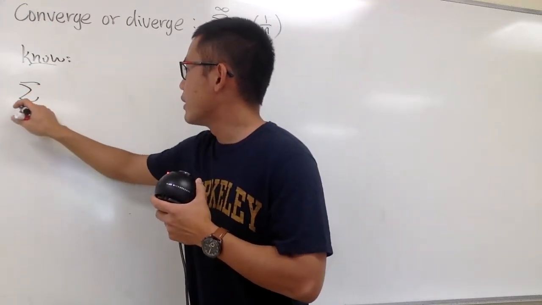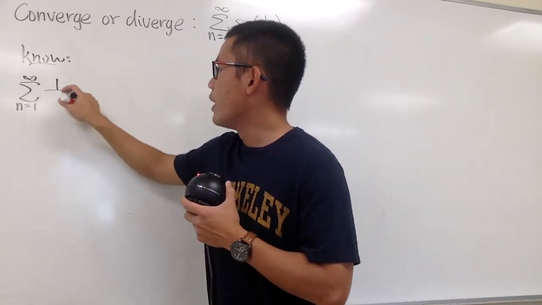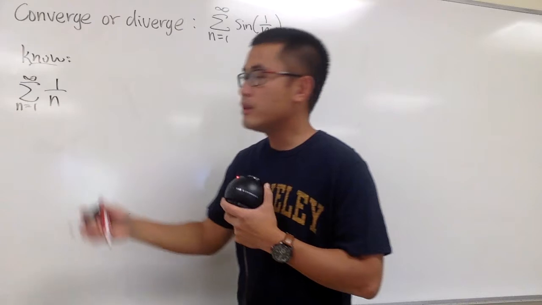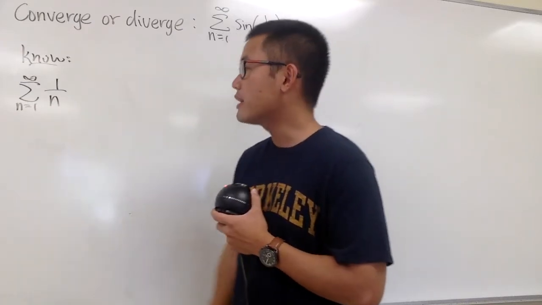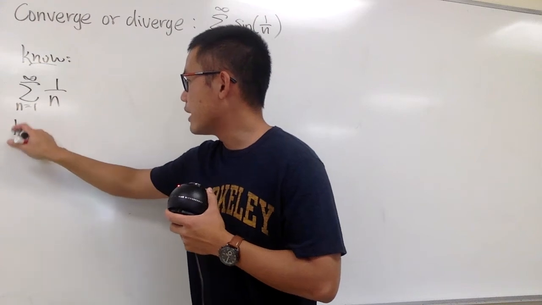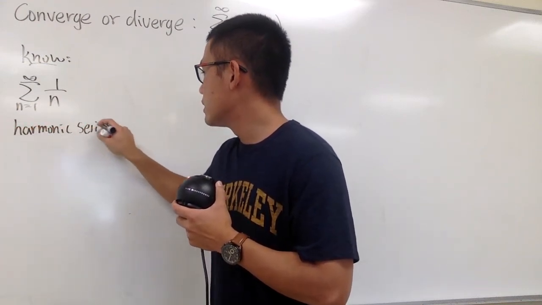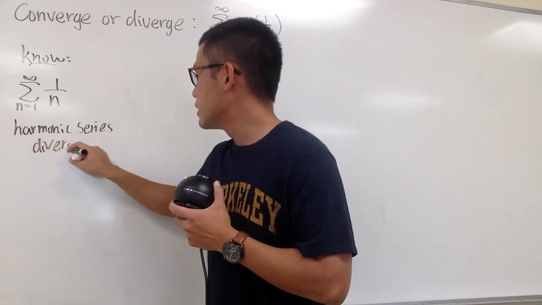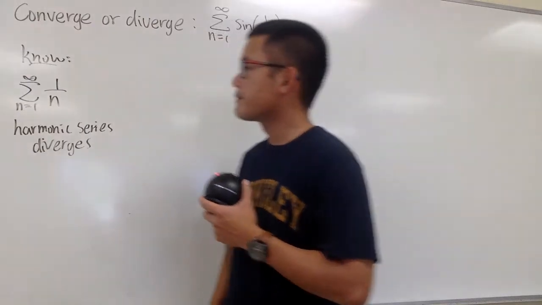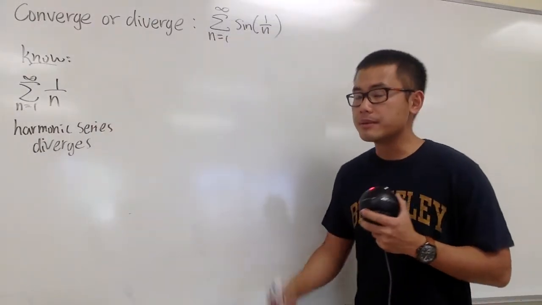First of all, I'm just going to write down what we know, which is the series when n goes from 1 to infinity, 1 over n. And we know this right here diverges because it's the harmonic series, right? And for the reason right here, I can just say the harmonic series diverges, right? So that's what we are going to use. And now we are going to make a comparison.